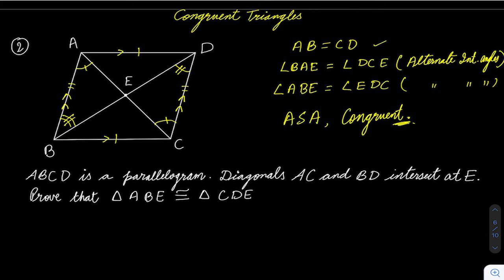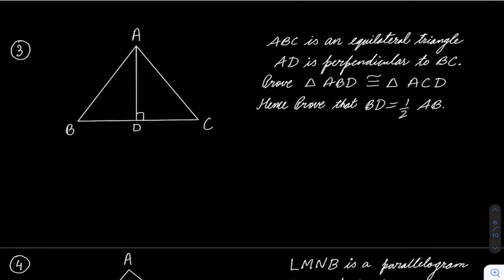There are other ways also, but we can choose one way to prove these two triangles are congruent. Actually, you can also use the fact that the diagonals of a parallelogram bisect each other. You can use this as an alternative. So DE is equal to BE and AE is equal to EC. So by SSS also you can prove that these two triangles are congruent, whichever you like. Okay, so let's go for the next question.